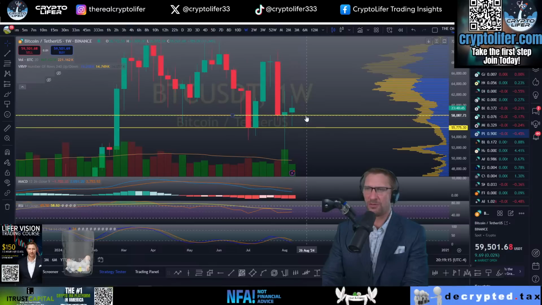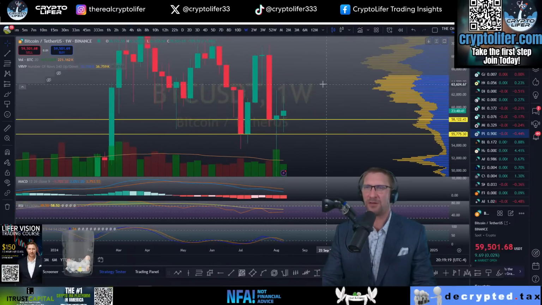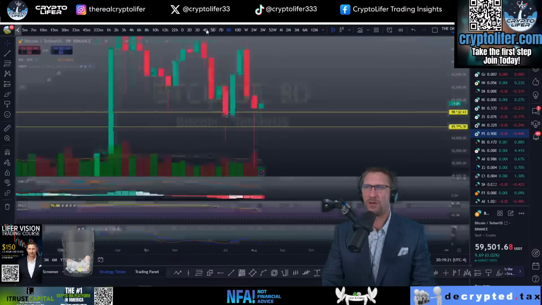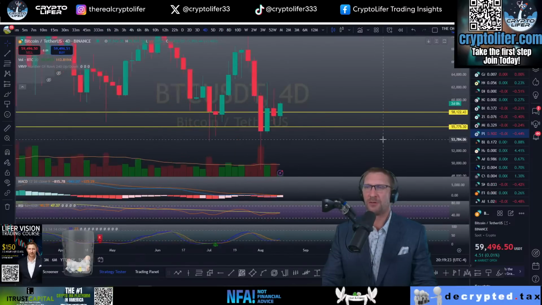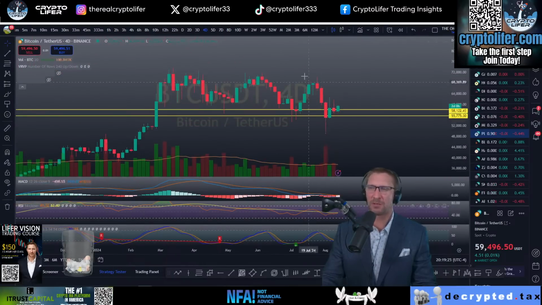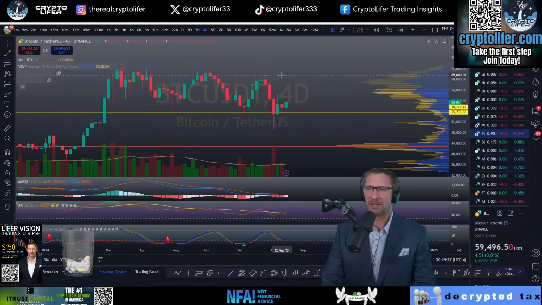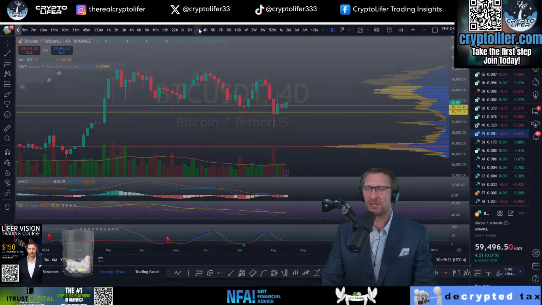We want to make sure that we do not close a candle below this level. Otherwise, it's likely testing 55,000. So far, that has been avoided, and it's looking pretty bullish. The 4-day chart looks really nice for a bounce back to the upside. Looks more like a double bottom almost, just a little bit of a lower low, but it looks like we could power up here to the upside as well. I like what I'm seeing there.